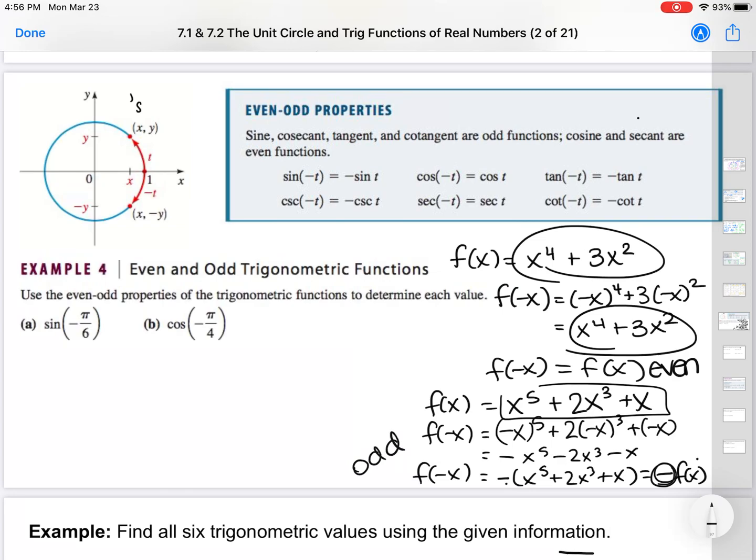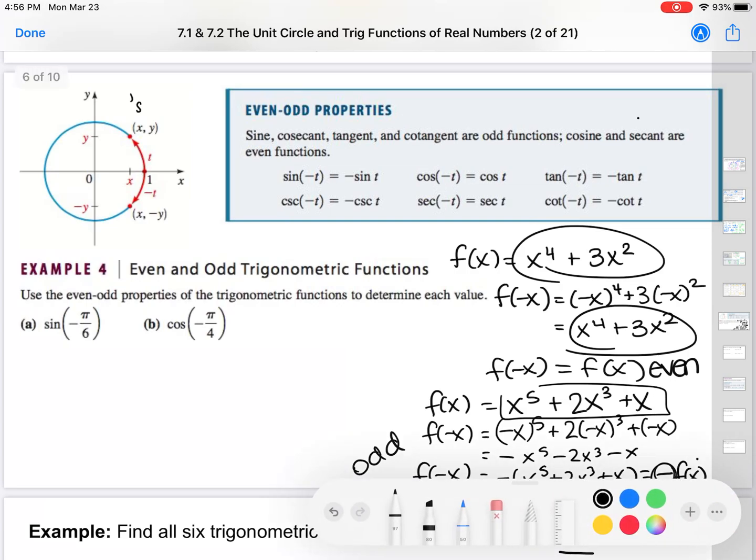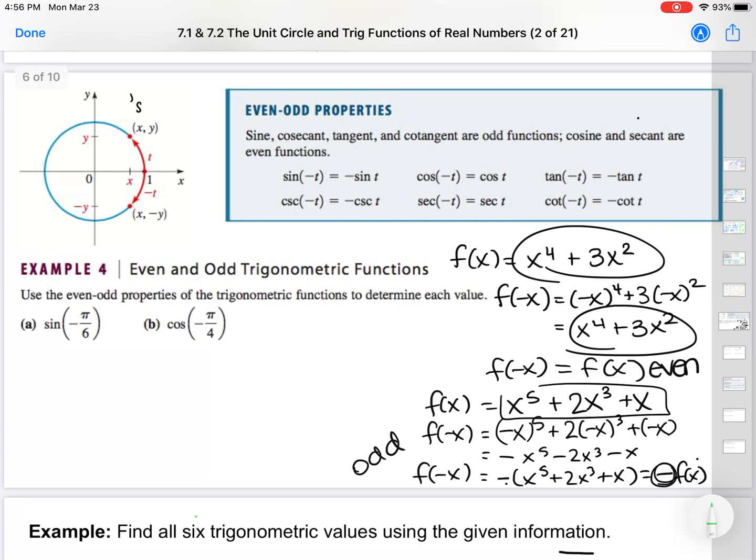So you're going to notice something special happens. Some of our trig functions are even, some of our trig functions are odd. So let's take a look at sine of pi over 6, and I'll tell you in a little bit which one's which. But let's start with sine of negative pi over 6. So if we start with that one, first thing I want to figure out is what quadrant is it in, right?